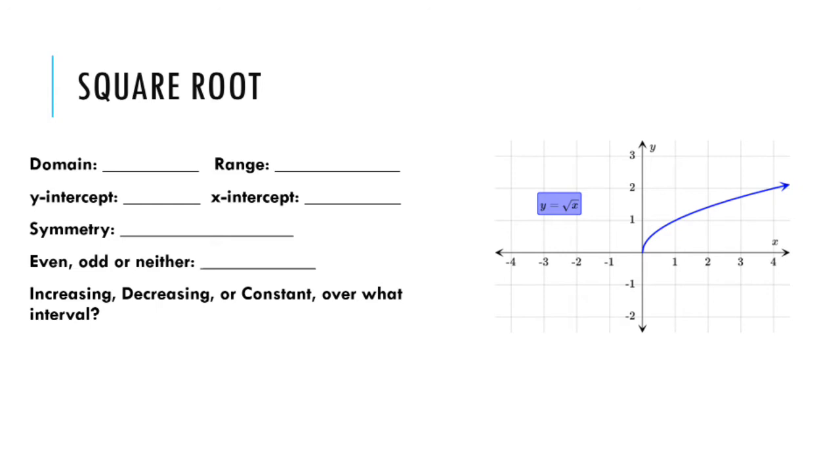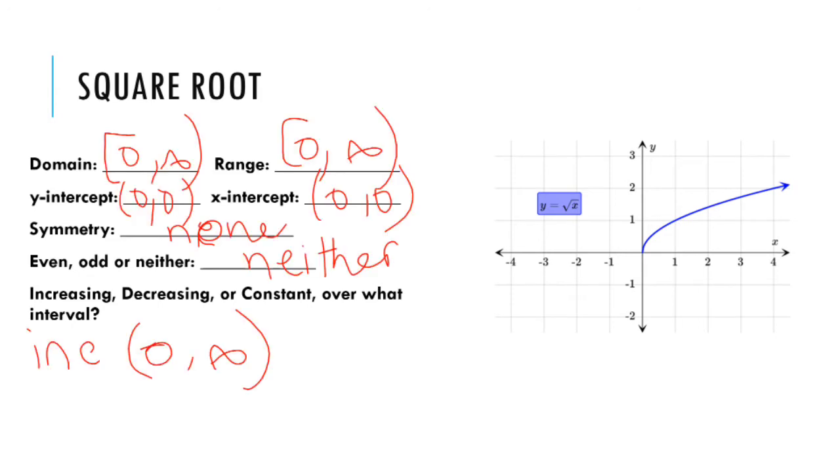So I'm going to give you some time to go over these questions and then you can check your answers with me. All right, this function has a domain and range 0 to infinity. The y-intercept and the x-intercept are 0, 0. There's no symmetry, so it's neither odd nor even. And this function increases from 0 to infinity. It's always increasing. It doesn't decrease.